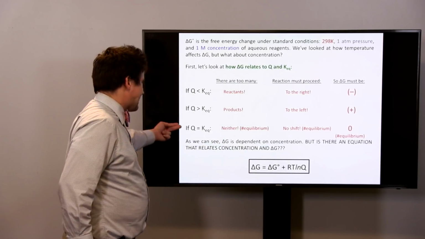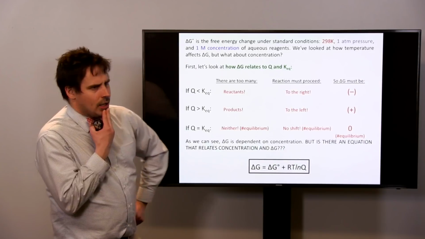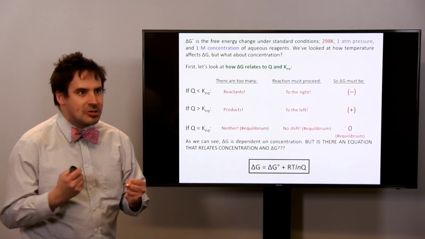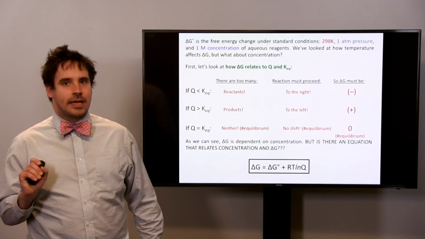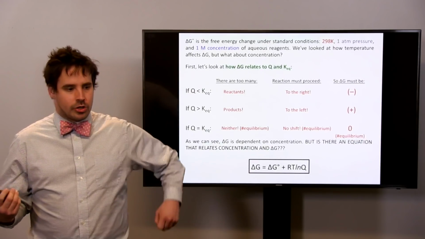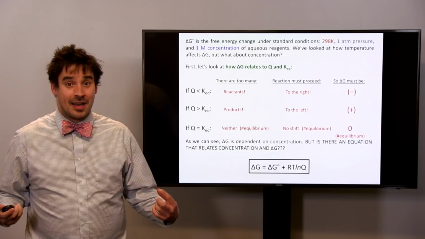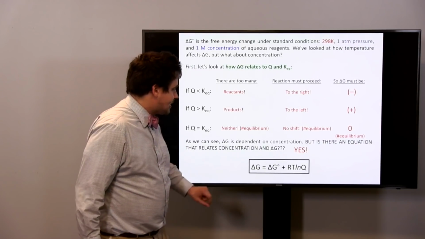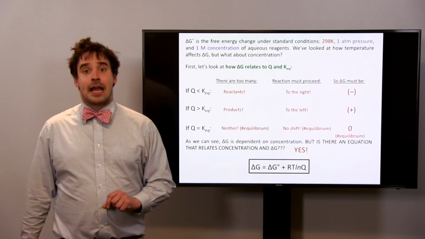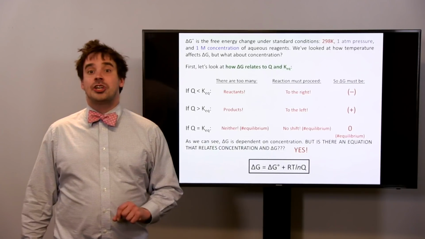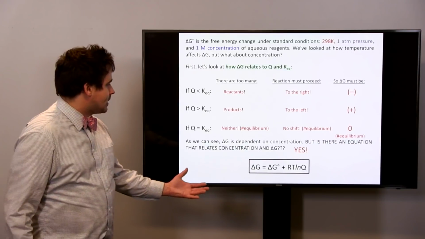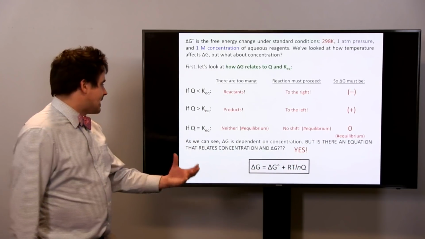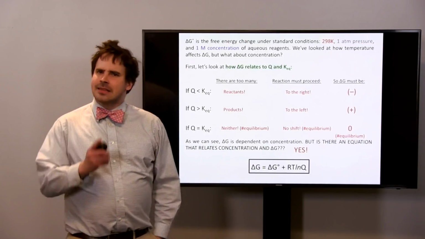Okay? Classic. So, the question now is, we can do a qualitative analysis, but is there some sort of equation that relates delta G under non-standard concentrations? Yes. Yes, there is. Delta G equals delta G standard plus RT times the natural log of the reaction quotient Q. This allows us to use any product-to-reactant ratio that we have at a given time to assess what our delta G should be. Let's take a closer look.